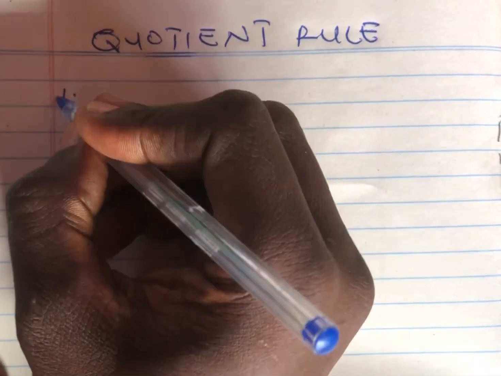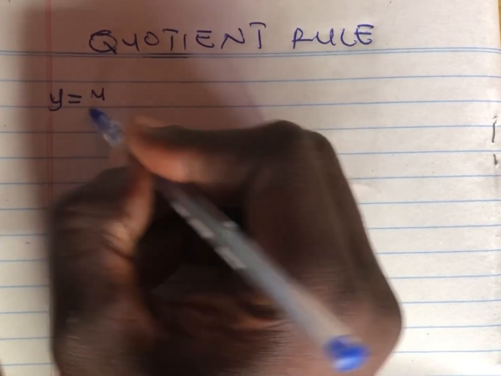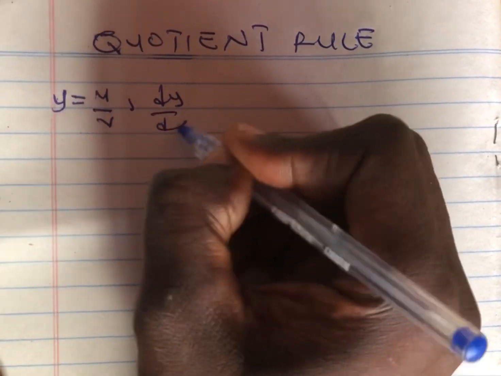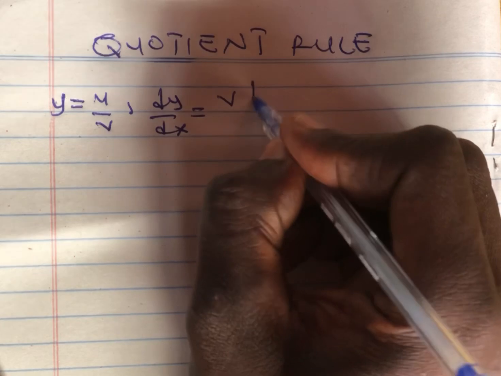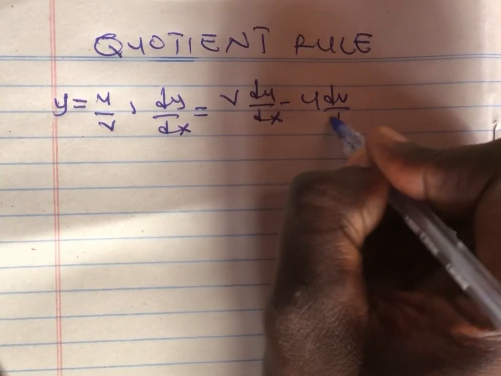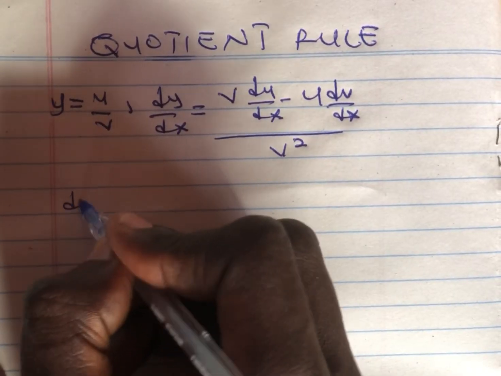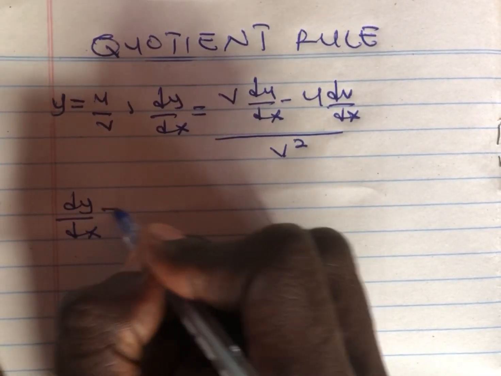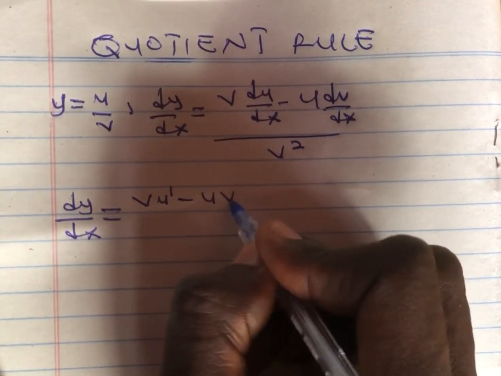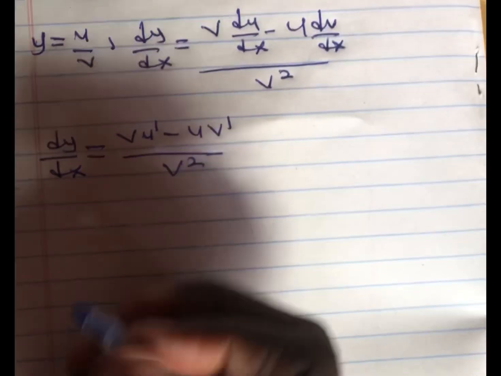The general formula used to solve quotient rule questions is: if y is a fraction, u over v, then dy/dx will be equal to v du/dx minus u dv/dx, all divided by v squared. Another way you can rewrite this is dy/dx equals v du/dx, where du/dx is the differential of u, minus u dv/dx, all over v squared. Now let's take a question.